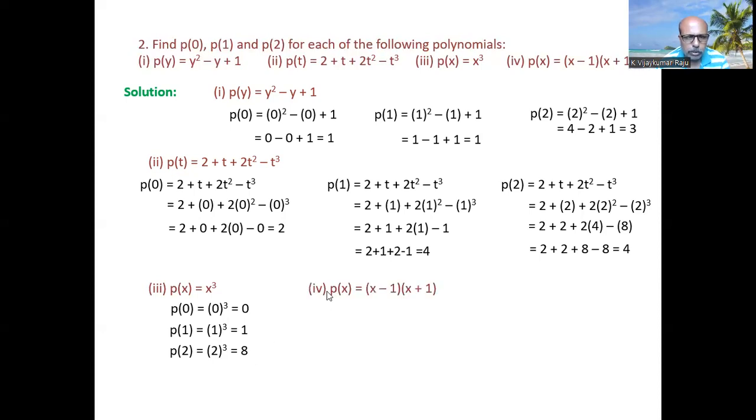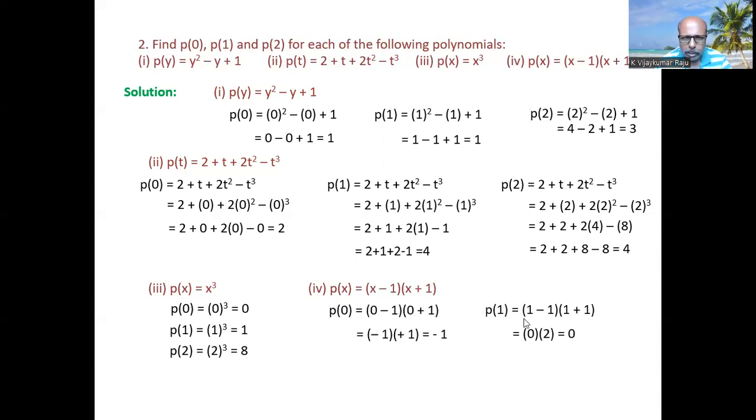Fourth polynomial. P of x is x minus 1 into x plus 1. Now we are going to calculate P of 0. Wherever x is there, put 0. 0 minus 1, 0 plus 1. 0 minus 1 is minus 1. 0 plus 1 is 1. Minus 1 into plus 1: plus 1 ones are 1, plus minus is minus, so minus 1. Now P of 1.